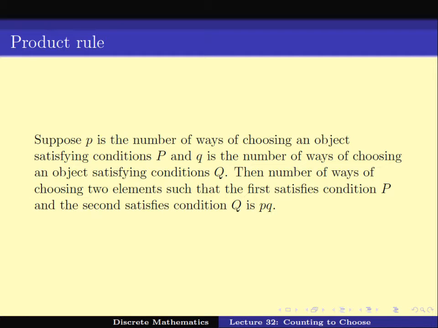And we also have another rule called the product rule. This says that if we have to choose two objects, and if p is the number of ways of choosing an object satisfying P, and q is the number of ways of choosing an object satisfying the condition Q, then the number of ways of choosing two elements such that the first element satisfies condition P and the second element satisfies condition Q is p times q. So let's quickly go over some examples to see both these rules.